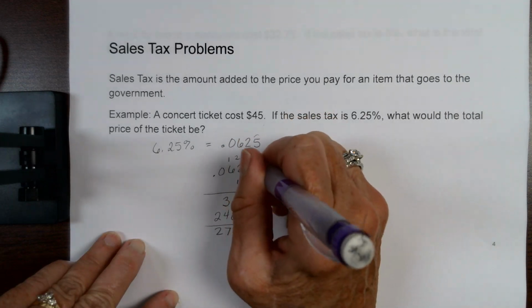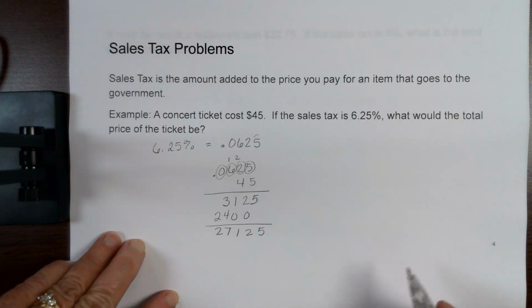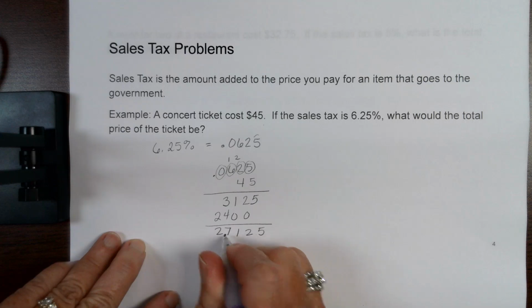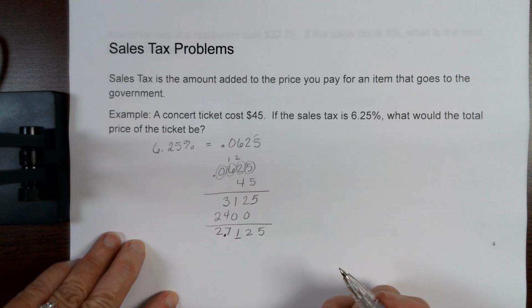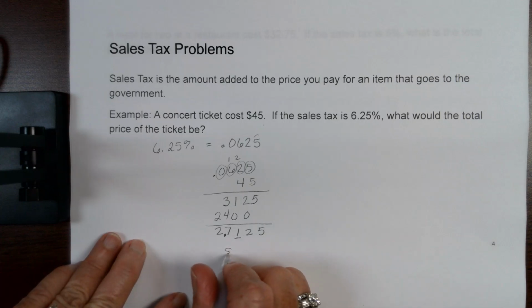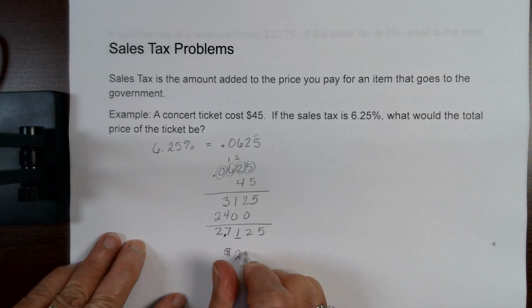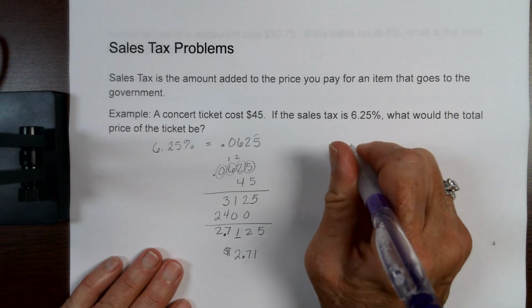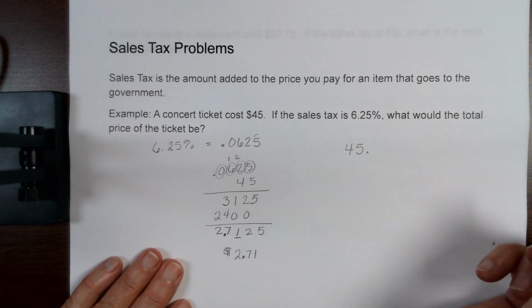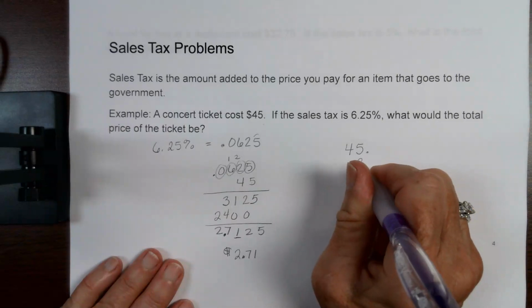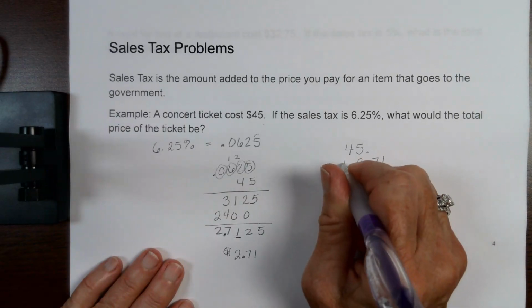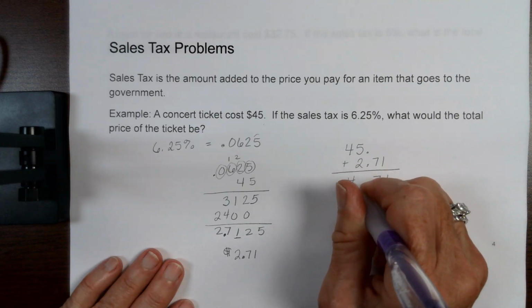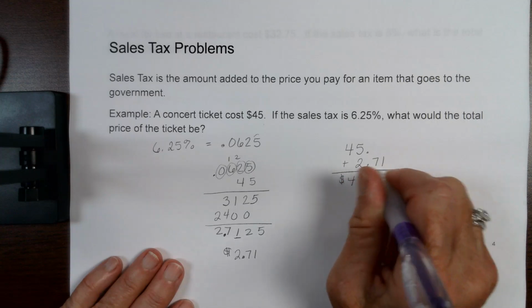There's 1, 2, 3, 4 places to the right of the decimal. But we're talking about money, so we need to round it to that place. So I am going to pay $2.71 in sales tax. I take my cost, $45, there's an understood decimal behind it, line up my decimals, and I add the tax that I have to pay on it.